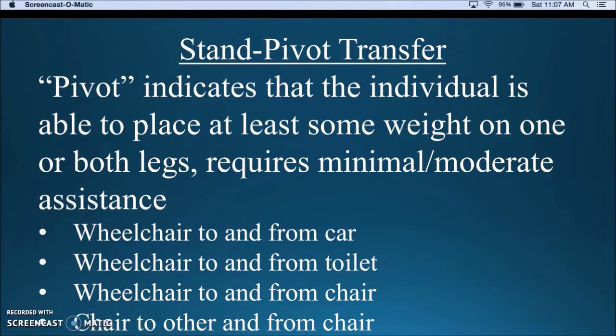And we also listed some examples where this would be helpful. Moving someone from a wheelchair and from a car, to and from the toilet, to and from a chair, and also to and from a chair from another chair. So if you need to move a student from a seat to a table or from one seat to the other, these are all ways in which the stand pivot transfer can be used.